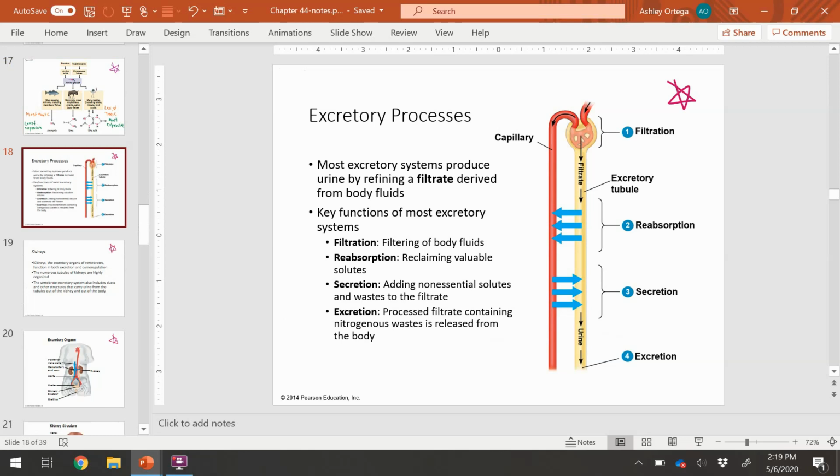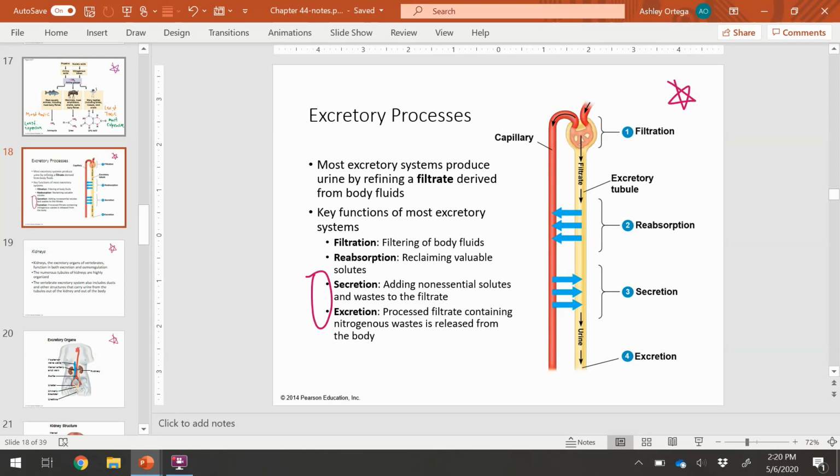Then secretion. So secretion is going to add non-essential solutes and waste to the filtrate. Note that this is not excretion, which is leaving the body. Most people, if anything, confuse these 2 stages with each other. And so secretion is when you're moving solutes and waste to the filtrate that's eventually going to leave the body. So secretion is getting those things out of the normal body fluids, which here would be the circulatory system.